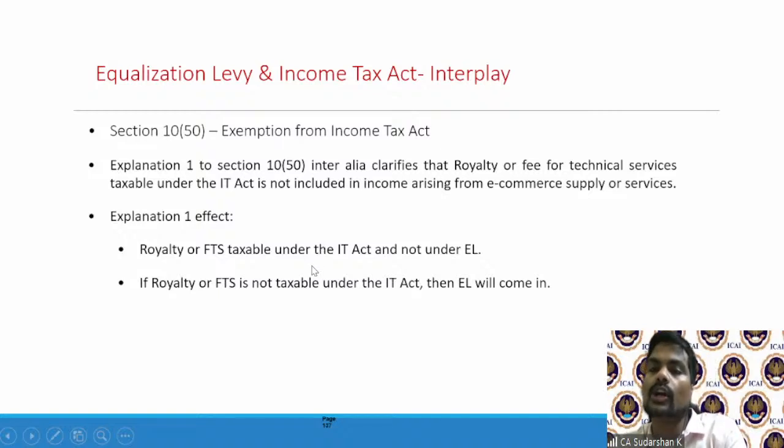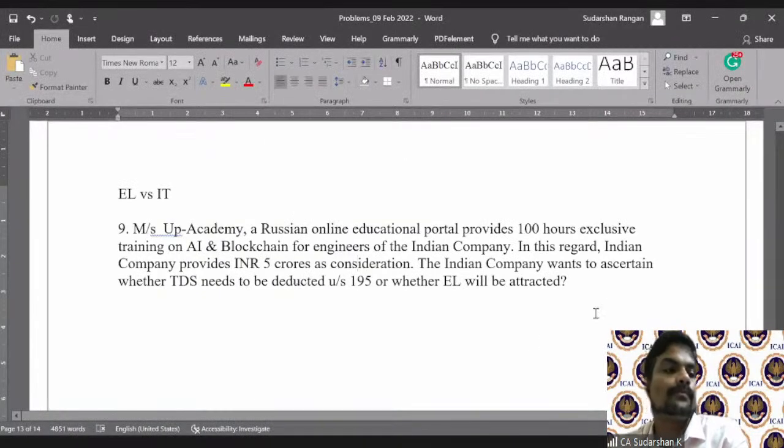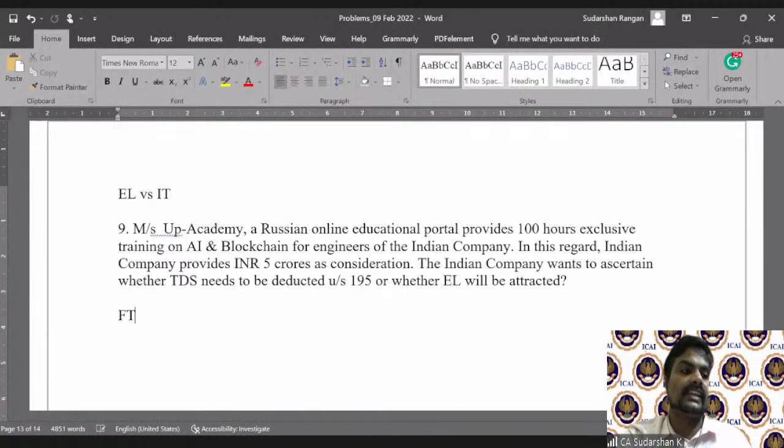This is only for royalty or fees for technical services. I repeat, if it is royalty or fees for technical services under the Income Tax Act, then equalization levy won't attract. If it is not royalty or FTS, or it is not taxable, then equalization levy will attract. So coming to this specific question here, this is a clear case of royalty or FTS. This is a case of FTS under Section 9(1)(vii), that is, deemed FTS deemed to accrue or arise in India.